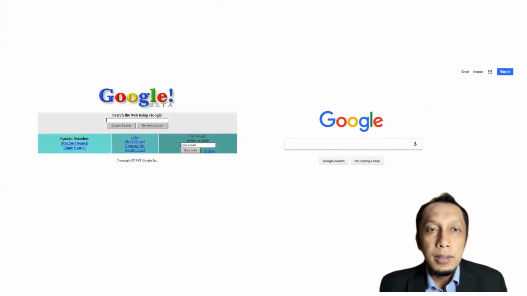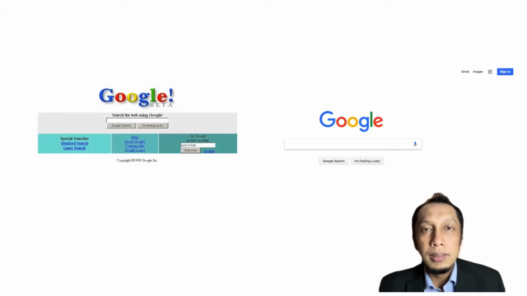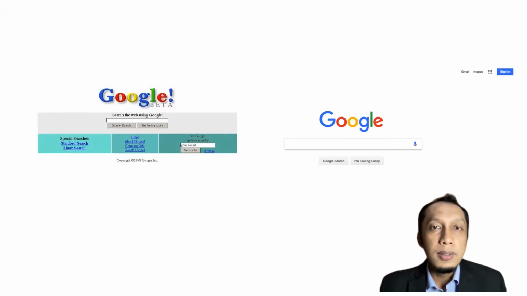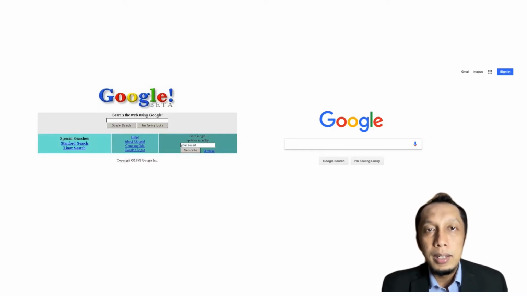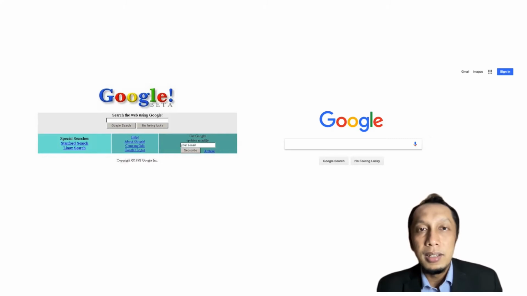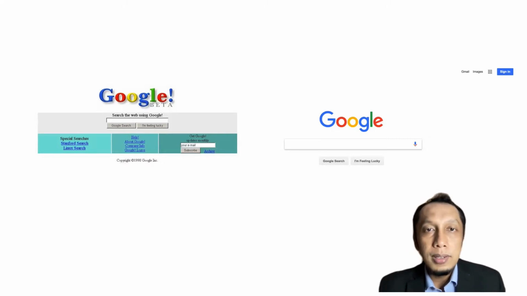So on the left-hand side is Google when it was started in 1998. On the right-hand side is Google today. Can we say that Google on the right-hand side is the final product? No, because even today, probably they are still modifying or updating their algorithms in order to make their search results better. So it is difficult for us to say that the left-hand side is the start and the right-hand side is the end. It is difficult for us to say that Google on the right-hand side is the final product.